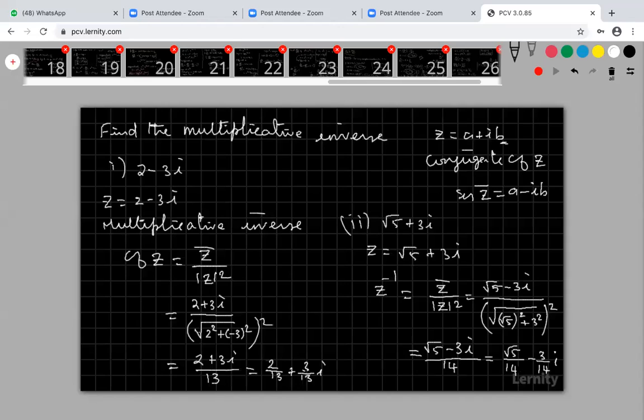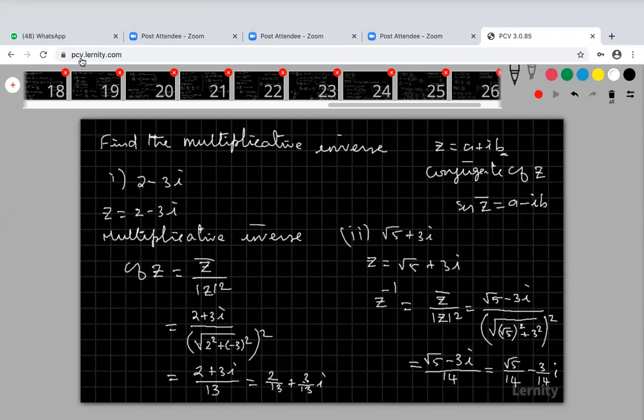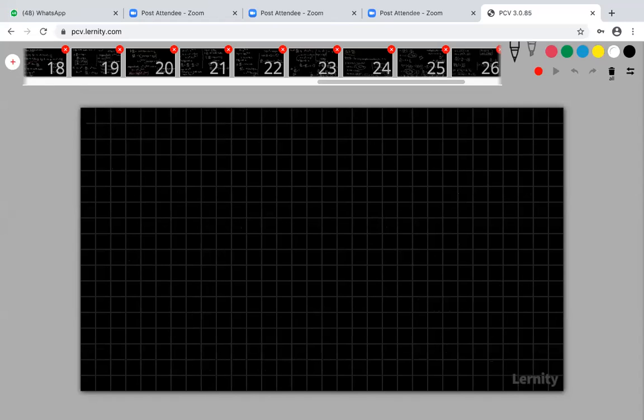Okay, so look at the next problem. What about the value of i power 9 plus i power 19? Express in a plus ib form. How to express this in a plus ib form?